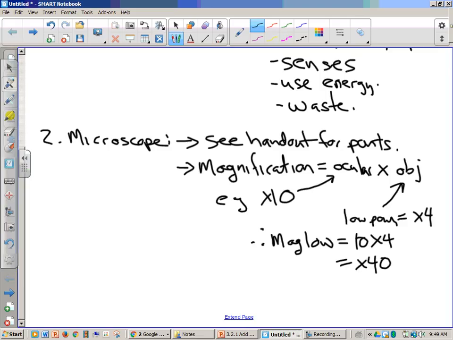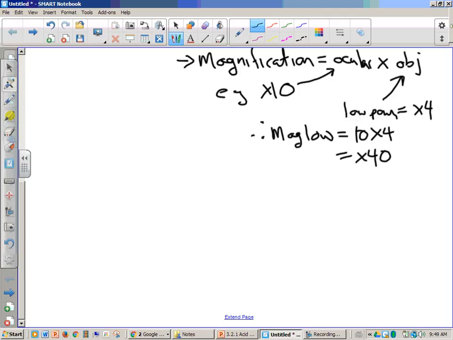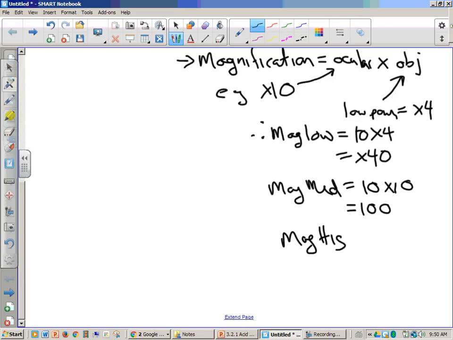Remember doing that type of stuff? What was the medium power? 10 and 10. So what was it? 100. And what was high power? 40. So 10 and 40. 400. Remember that? Okay. Actually, I'll finish those calculations here. Magnification medium: 10 times 10, 100, and magnification high: 10 times 40, 400 times. Okay? And that's how we got that magnification.